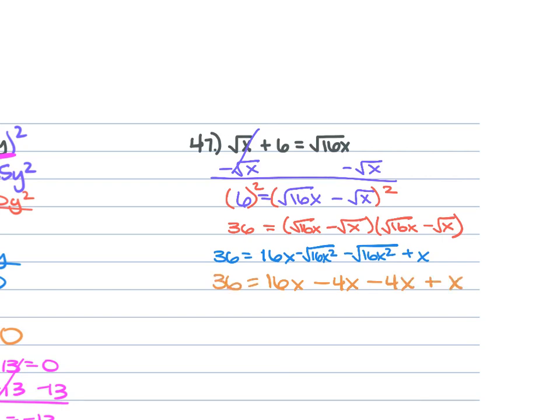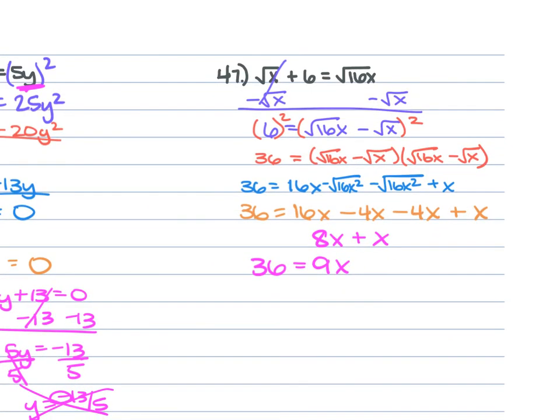So we are going to combine like terms here. The negative 4x minus 4x is negative 8x. 16 minus 8x is 8x. Plus x gives us 9x. So 36 is equal to 9x. We divide each side by the 9, and we get that x is equal to 4.